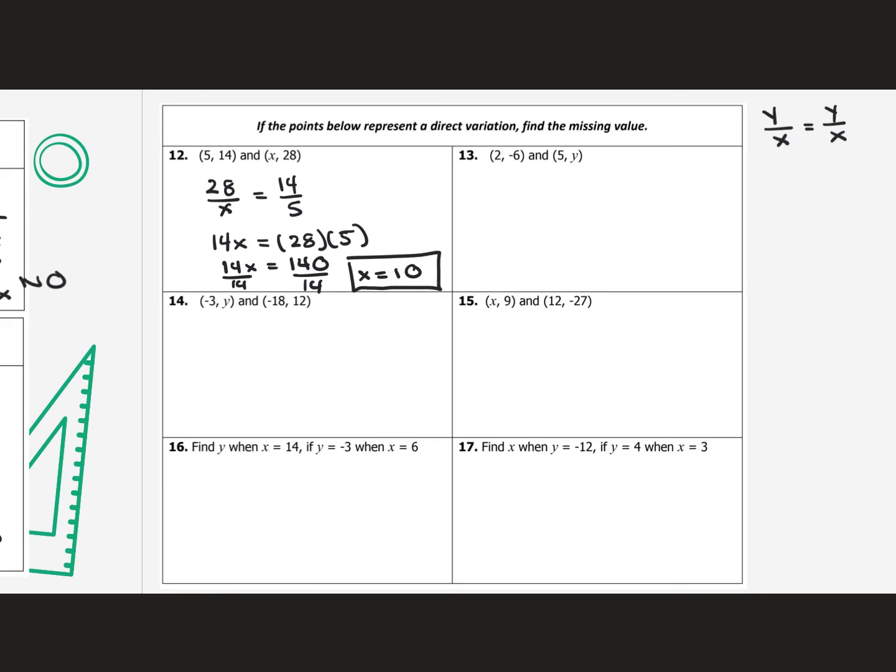All right, we're just going to skip on down to 14, right below. So in this case, we're looking for y. We're doing the exact same thing. So we have 12 over negative 18 is equal to y over negative 3. We're going to cross multiply, so we have negative 18y is equal to 12 times negative 3. We get negative 18y is equal to negative 36. Divide both sides by negative 18, and we get that y is equal to 2.